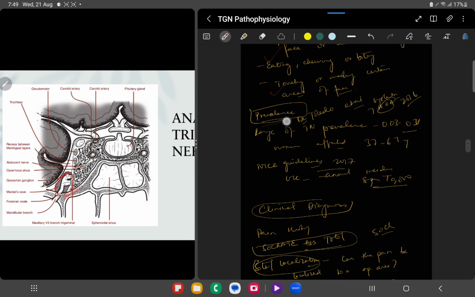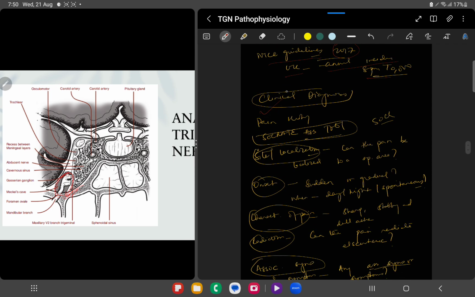Now coming to the prevalence, according to D. Toledo et al. in 2016, he gave a systematic review. In this, he said that the range of trigeminal neuralgia prevalence is about 0.03 to 0.3%, and women were affected more, with an age range of 37 to 67 years. NICE guidelines in 2017 said that the UK annual incidence is more.